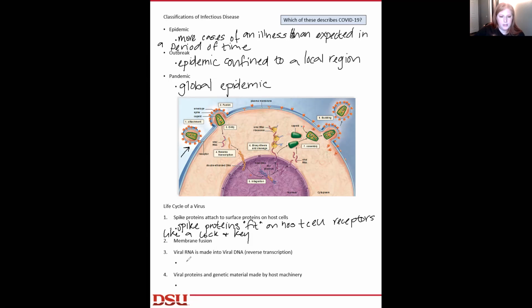When viruses are going to do this, they combine with host DNA in the cell. Okay? And then the viral proteins and the genetic material are made by the host machinery.